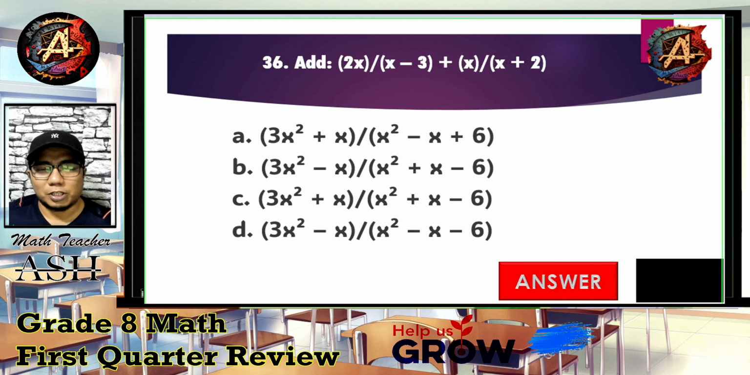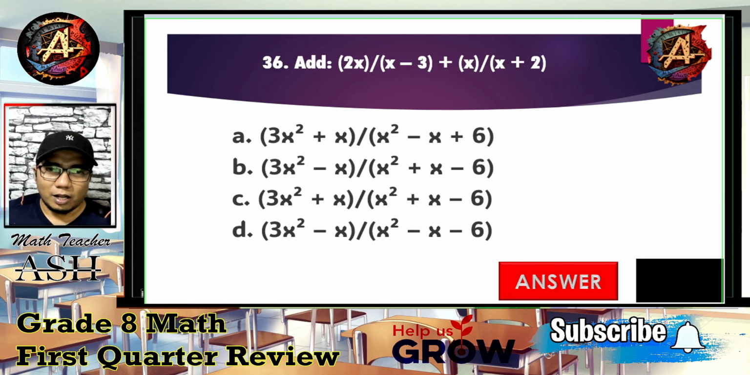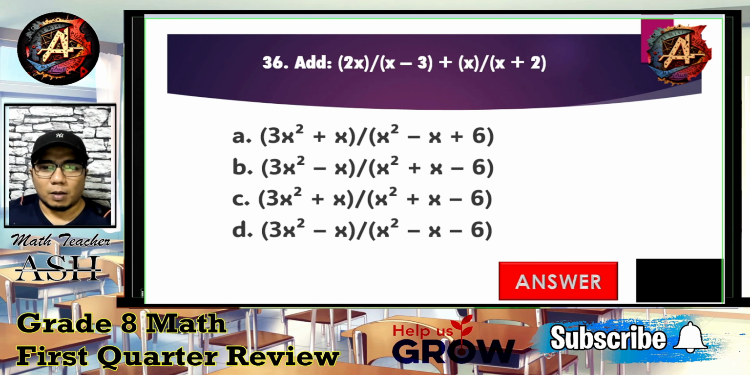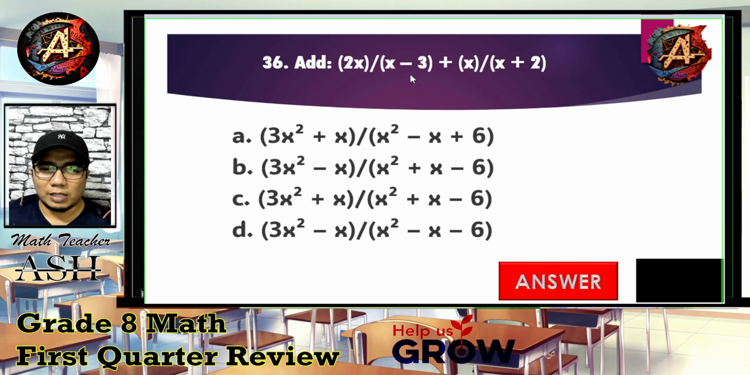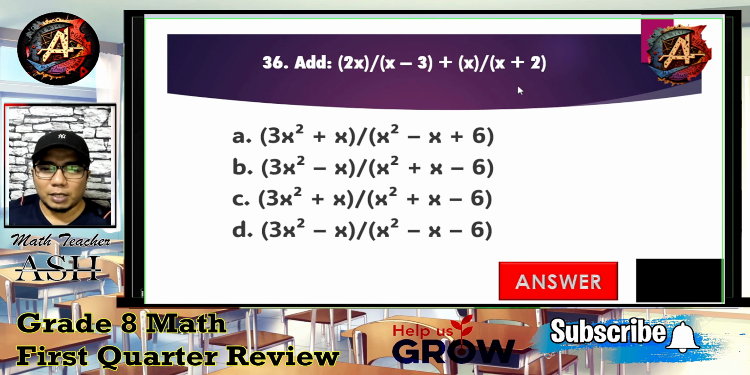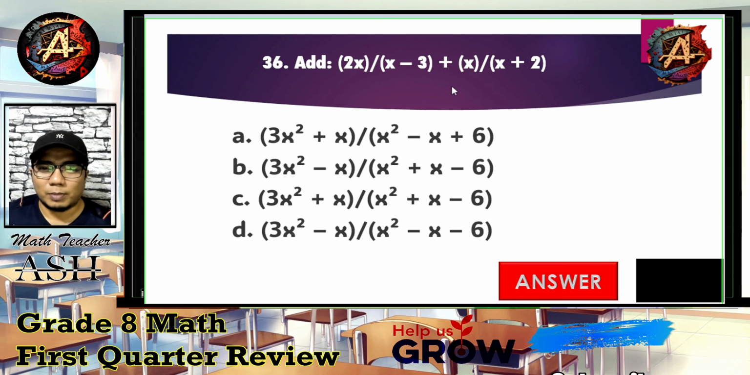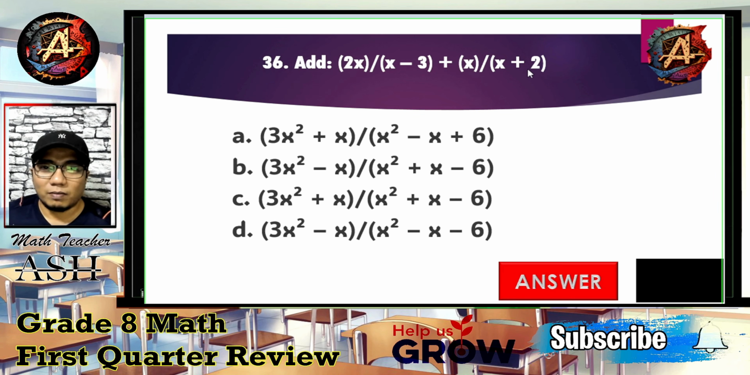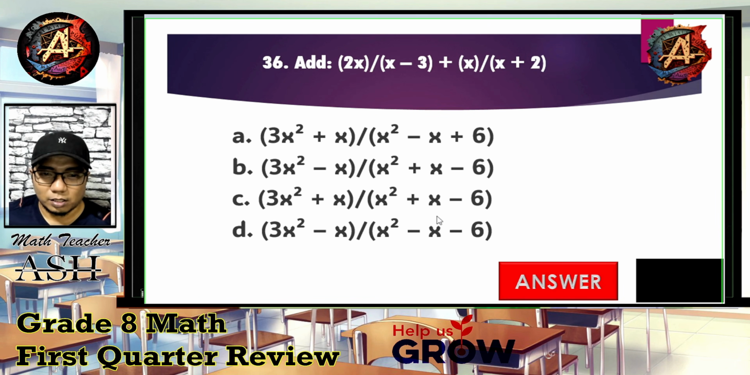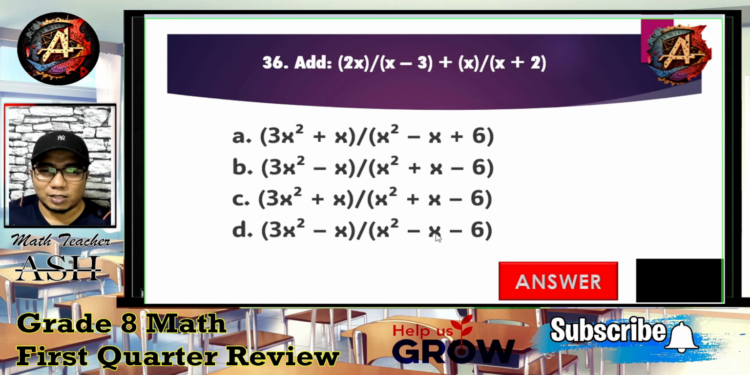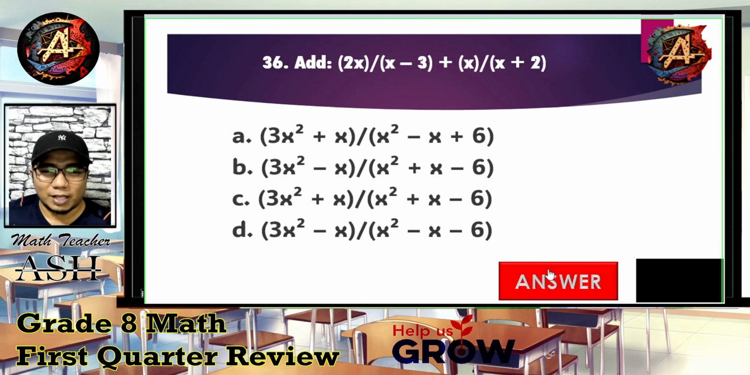Okay, my dear math learners, this is just the same as what we did in question number 35. But the only difference here is we will be adding. Of course, having two different denominators, you just multiply them. You get the product. So x minus 3 times x plus 2, that would give you x squared minus x minus 6. So we already have the correct answer. This one. Okay? So letter D is the correct answer for this given problem. Let's check whether we are correct.